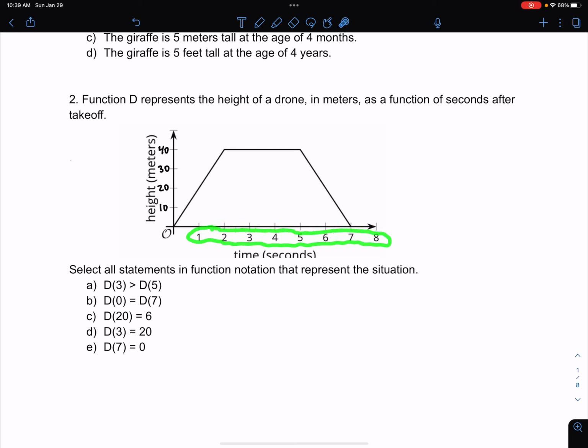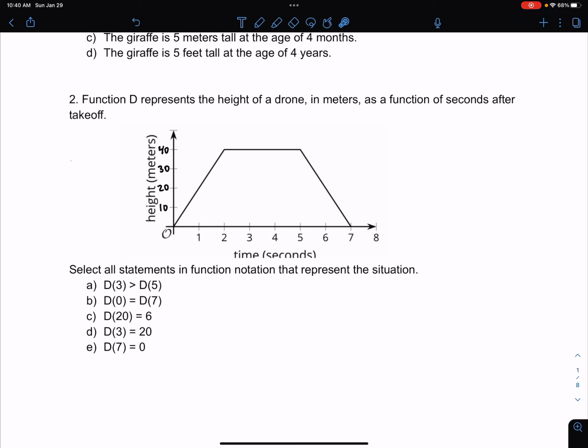And these are the inputs, the numbers we're going to plug inside of our parentheses. All the numbers inside the parentheses should correspond with the numbers right down here. And then once you put them in there, D of 3, D of 5, D of 7, D of 0, D of 3, D of 7, all these have to do with the output, what this function gives back to us. So let's take a look at this.